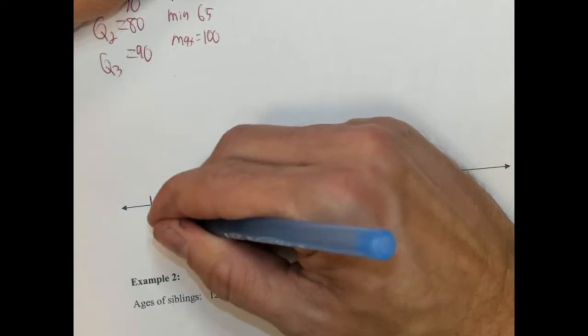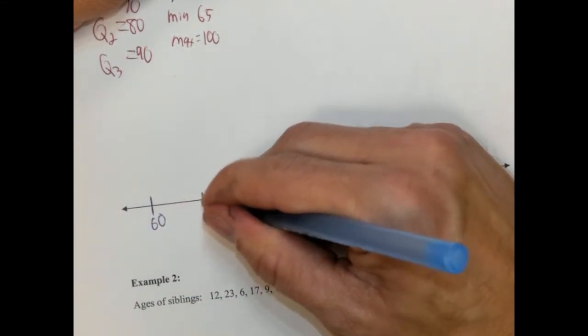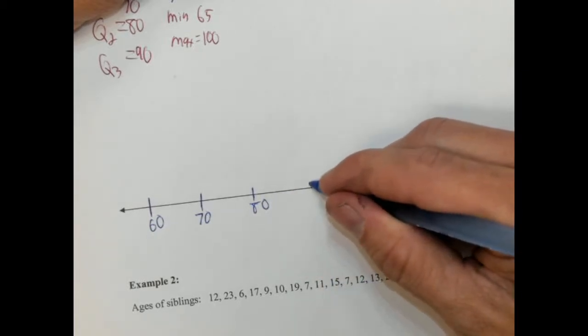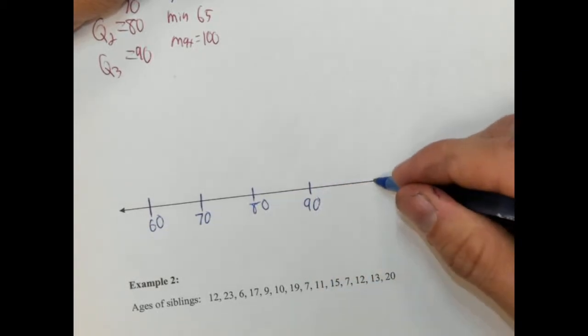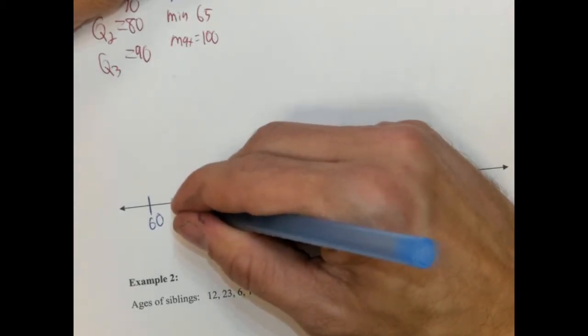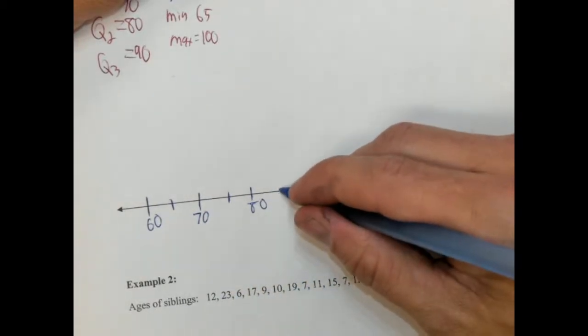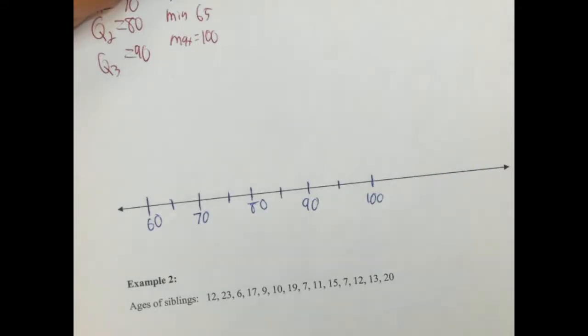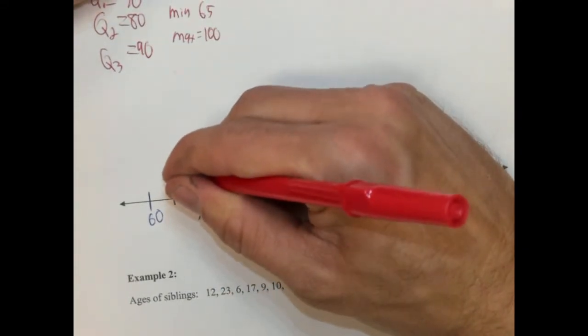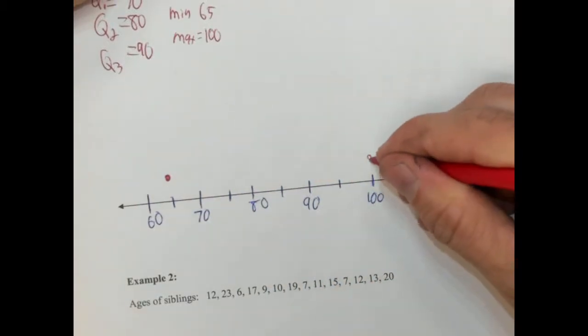You don't have to start with the number you're at. So 60, 70, 80, 90, 100. I'm not using the whole thing, but that's okay. And then these will be the 5s, so 65, 75, 85, 95, 100. Our minimum is going to be 65, so it's going to go right here. Our maximum is 100, that's going right here.